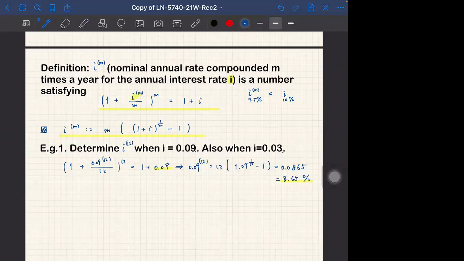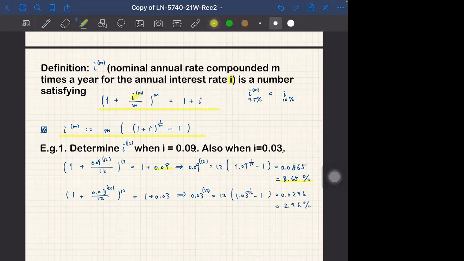So how about 3%? (1 + i superscript 12 over 12) to the 12th power is equal to 1 plus 0.03. So again, this i superscript 12 should be slightly lower than 3%. And actually, if we calculate this, it is 0.0296, so 2.96%, slightly smaller than 3%.